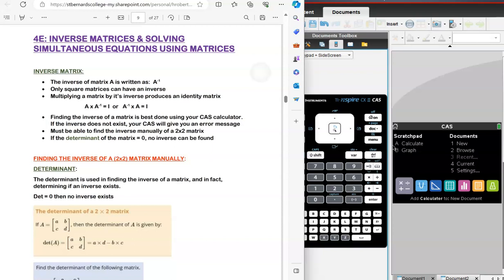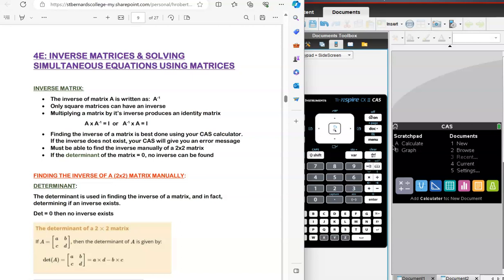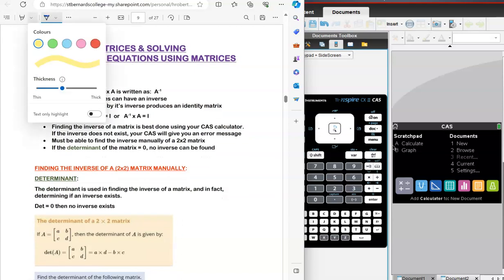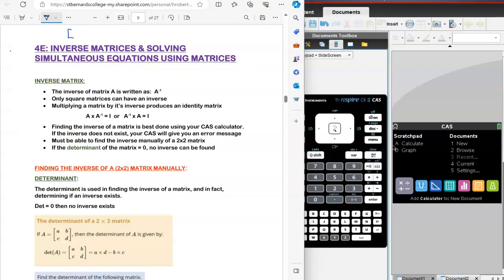Okay, today we're going to look at inverse matrices and the determinant matrix. So what an inverse matrix is: if we have a matrix, say matrix A, an inverse is written matrix A to the power of -1. And another way we can write the inverse is saying 1 over matrix A.